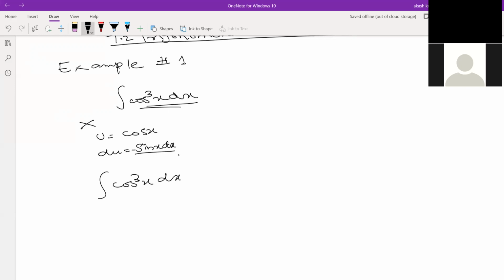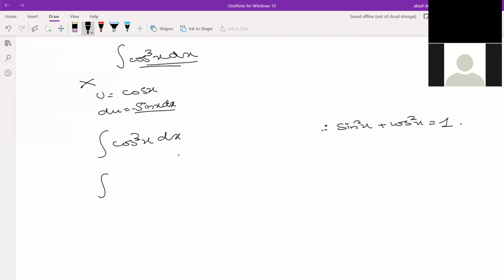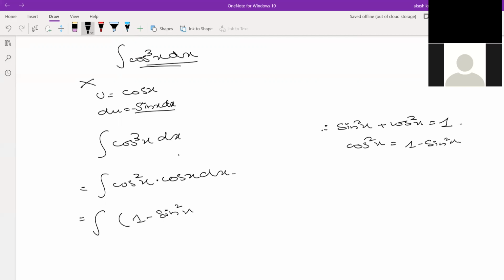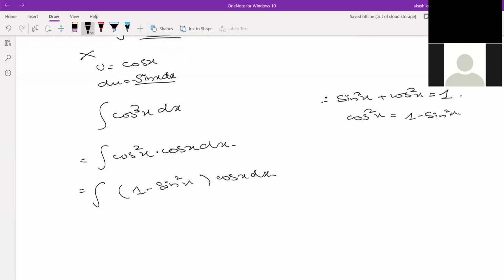Okay, this is cos cube x now. So I have to apply an identity that I know: sine square x plus cos square x equals 1. If I break down my cos cube x into cos square x and cos x dx, then my cos square x will become 1 minus sine square x, and the other cos x stays as it is. Now I can apply the u substitution because cos x dx is the derivative of sine x. So if I take u as sine x, then du will become cos x dx.